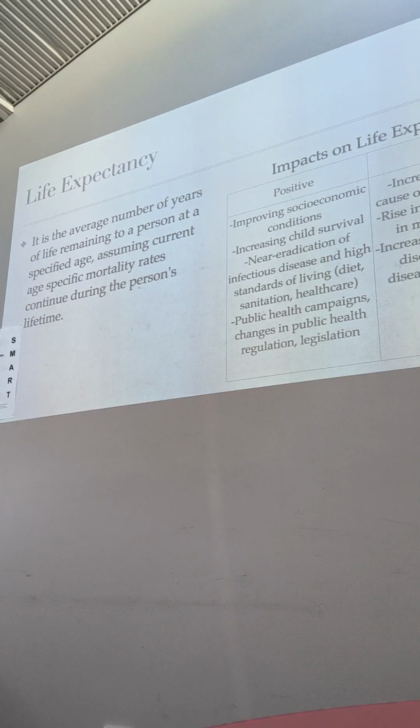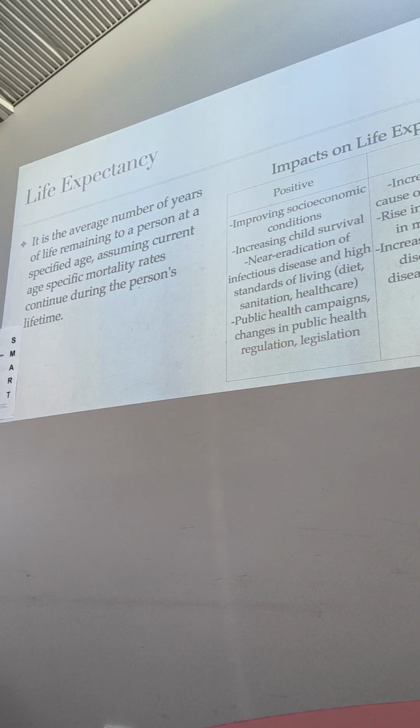And then we have the word life expectancy. Basically, it's the average number of years of life remaining to a person at a specific age, assuming the current age-specific mortality rates continue throughout the person's lifetime. I'll get more into it, don't worry. Life expectancy can be impacted in positive or negative ways. So it can be the conditions, again, risk factors, how much of the disease has been eradicated, the living conditions, and what public health campaigns, again, if they have a health center near them, like that.